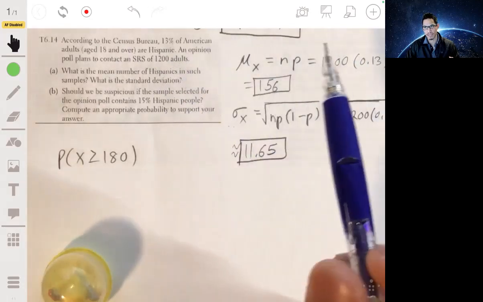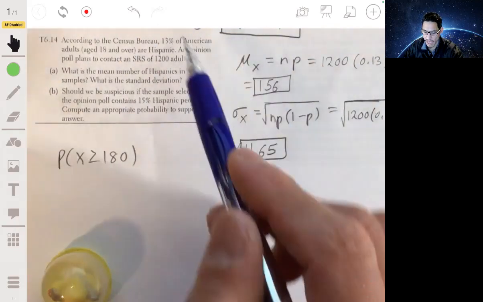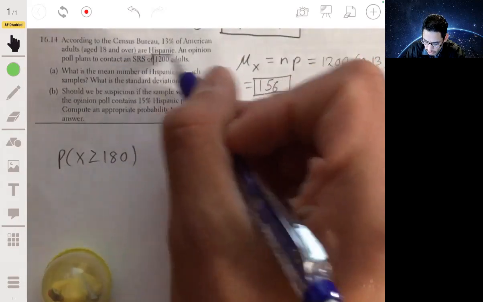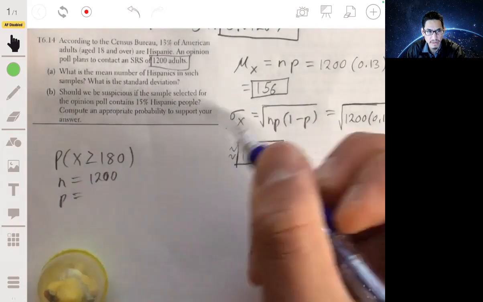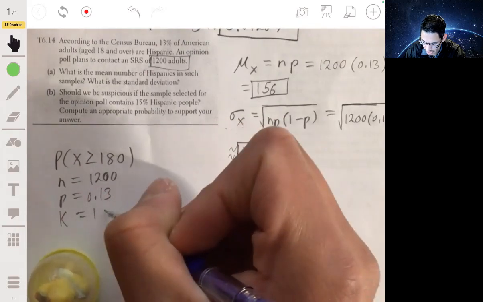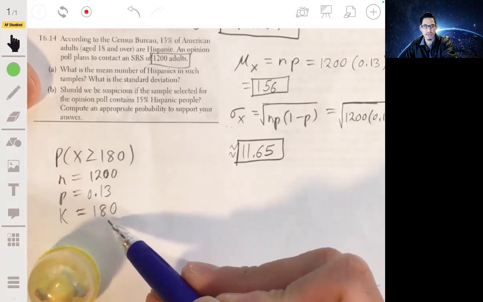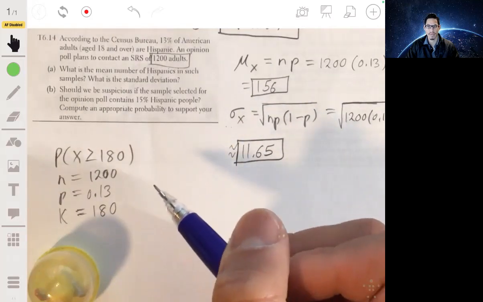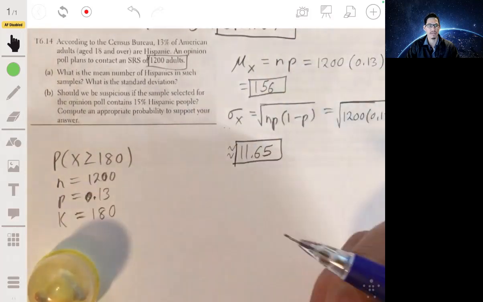So again, you might wonder how this is a binomial random distribution. It's kind of weird to think about at first, but when you put it together mathematically, your number of trials n is 1,200, the probability of success is 0.13, and k is 180. So we want the probability that k is greater than or equal to 180. Now we can do this with the formula, which will take more time by hand, and again, you can just use the formula sheet. But I advise you to use a calculator function.